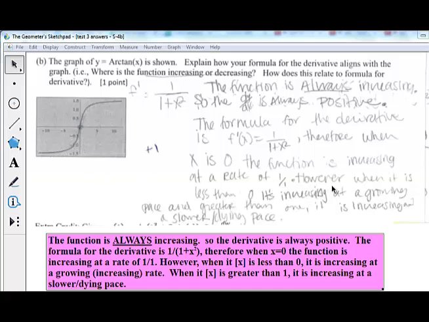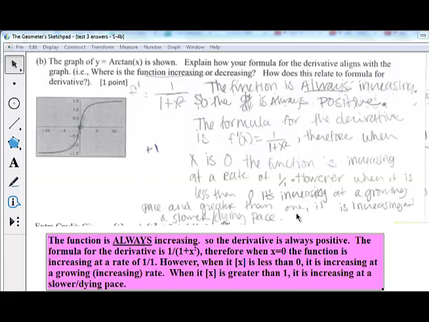Then the person goes on to say, however, when x is less than 0, it is increasing at a growing rate. So again, we can see that if we were to imagine drawing in these mini tangents, they would get very positive quickly just here, but they're always increasing. And at a growing pace.